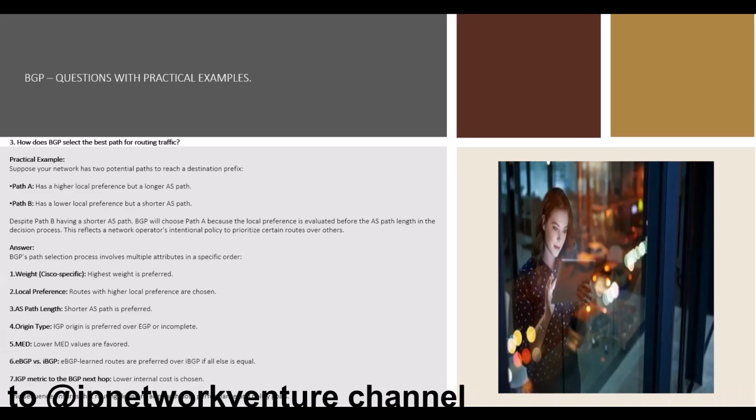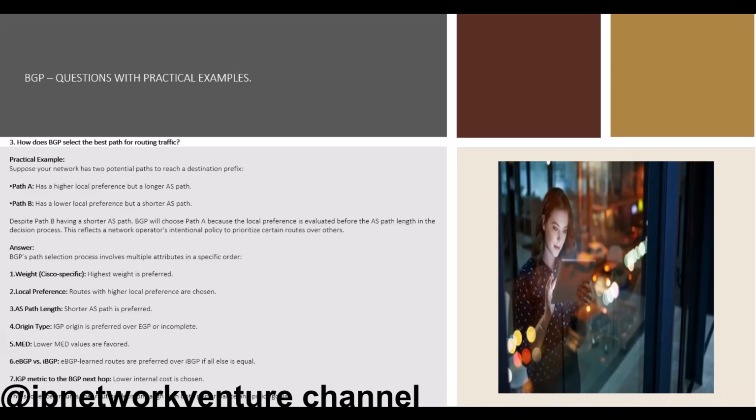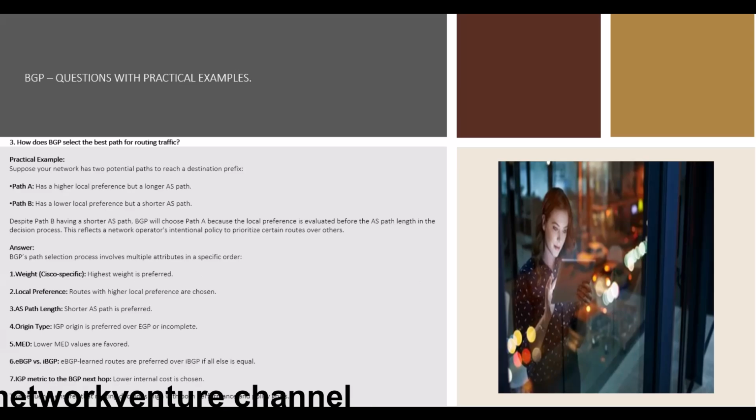The BGP path selection process involves multiple attributes in a specific order. Number one is weight, which is Cisco specific. If the routers are all Cisco, weight is the best way to select the best path. The router with the highest weight is preferred. The second one in sequence is local preference. Routes with higher local preference are chosen.